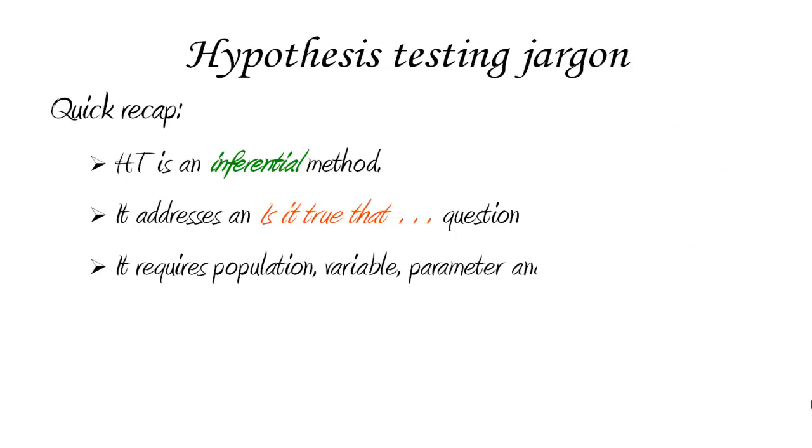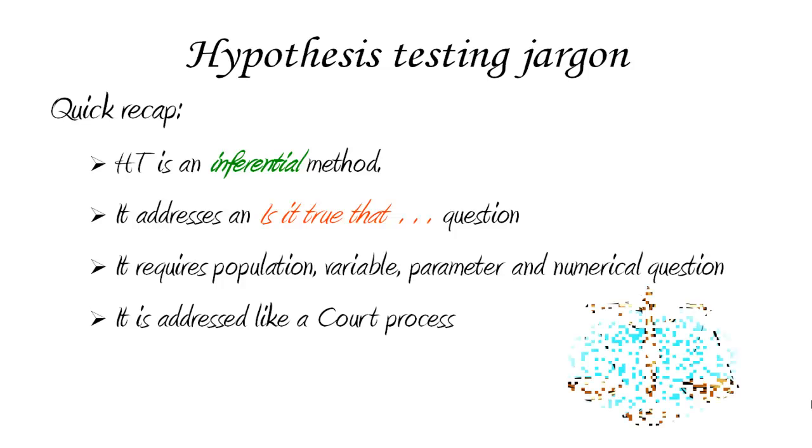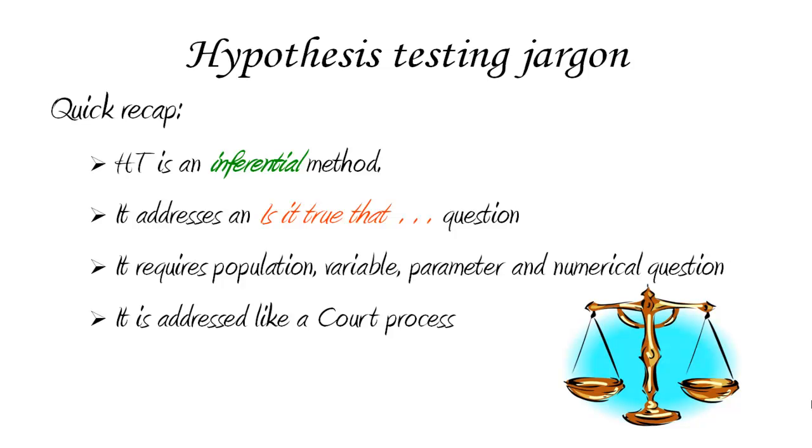The other thing to remember is that in order to set up properly a hypothesis testing procedure, we need to clearly identify which population we are analyzing, what is the variable that we're testing, what is the parameter we're testing, and what is the numerical question that we are looking at. And finally, we want to remember that it is addressed like a court process, a trial, where we start by assuming innocence, and then we go on to collect evidence, to analyze evidence, and then to arrive at a conclusion.